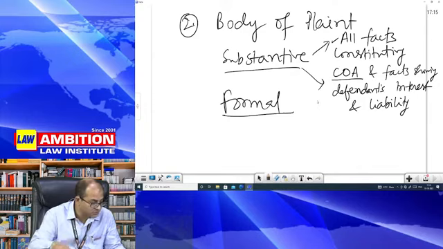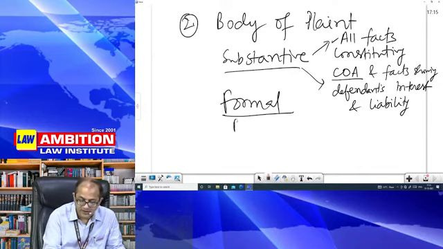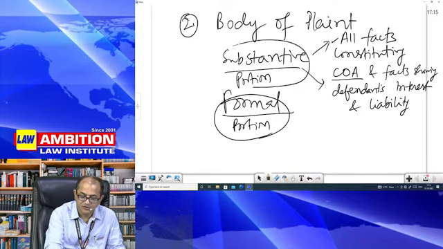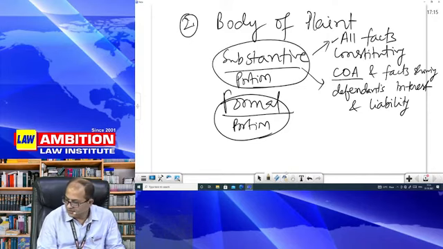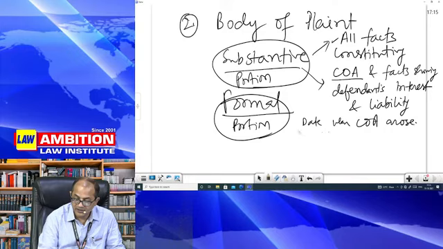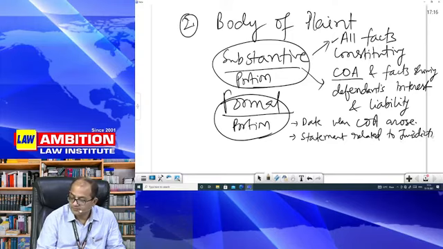Then this is the formal portion. Now what all will come in the formal portion? Substantive portion and formal portion. What is in the formal portion? The date when the cause of action arose. I have told you time and again, so I think you will be appreciating this. A statement of facts pertaining to jurisdiction. A statement as to valuation.